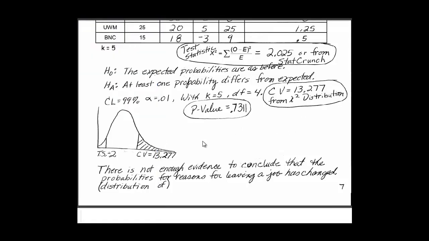The one thing that I forgot to do here is write fail to reject the null hypothesis. So I need for you to write that in your notes. We are going to fail to reject the null hypothesis because our p-value is high, because our test statistic was lower than our critical value. And I guess I did draw the distribution here. There is not enough evidence to conclude that the probabilities for reasons for leaving a job has changed. You might write that differently and say there is not enough evidence to conclude that the distribution of reasons for leaving a job has changed. And again, there are different ways. You just have to pay attention in MyMathLab.